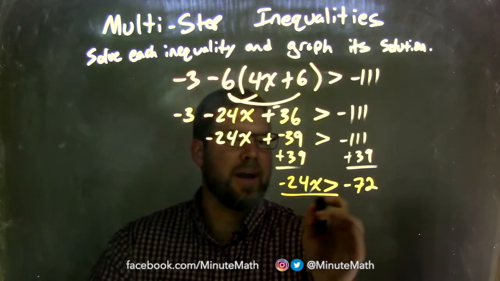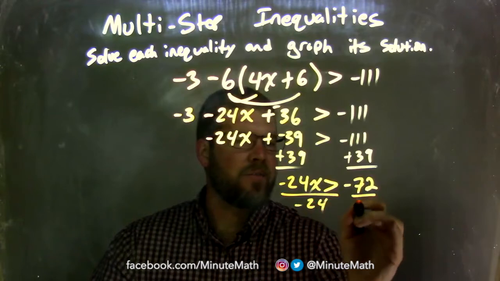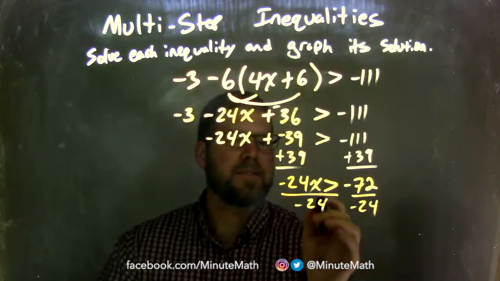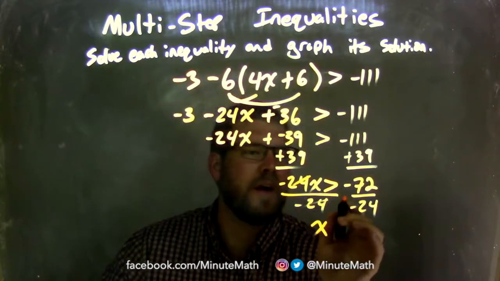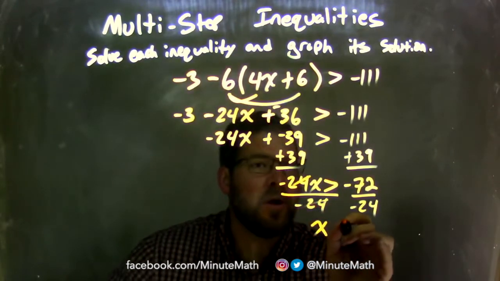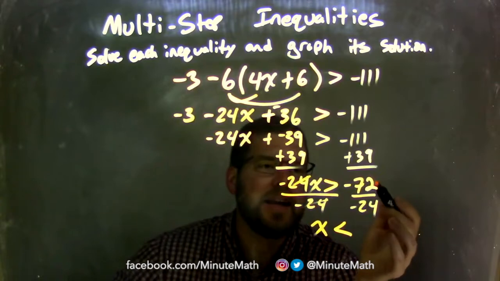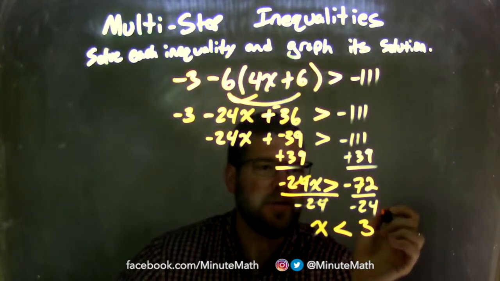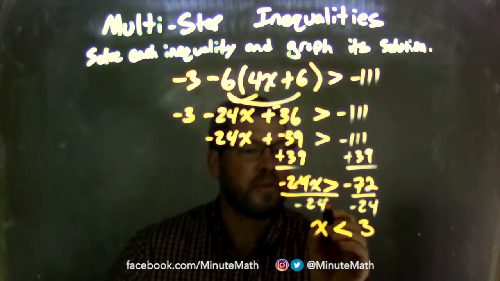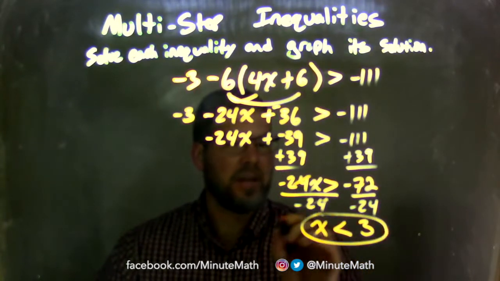I then need to divide by a negative 24 on both sides to get x by itself. And what that does, well, negative 24, they cancel out right here, leaving me x by itself. I divided by a negative over the inequality, so I need to flip that inequality. And negative 72 divided by negative 24 is 3. Okay? So we have x is less than 3 here. That's our final answer.